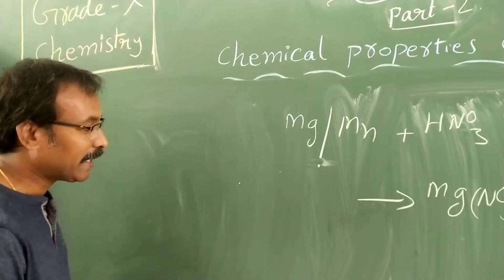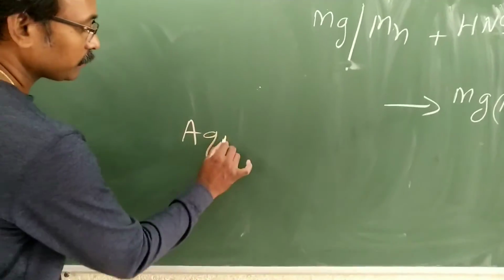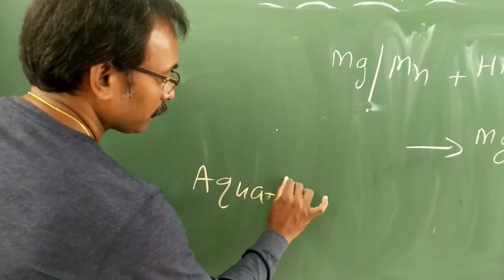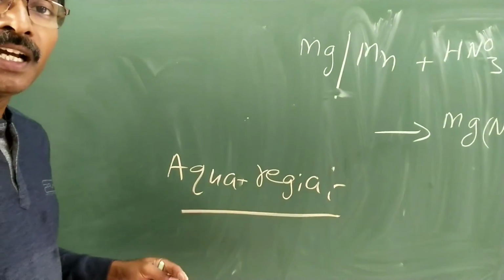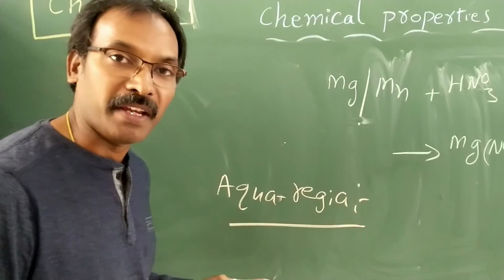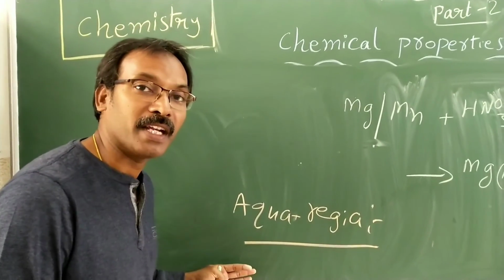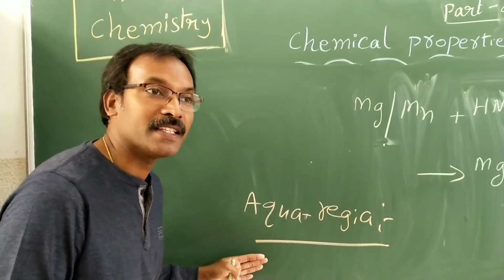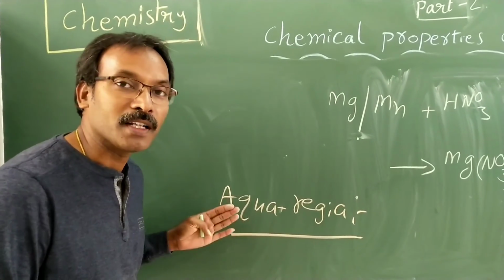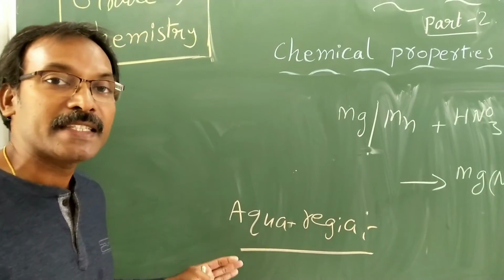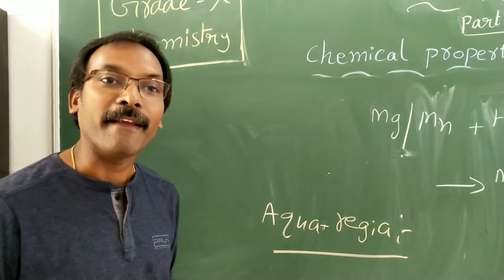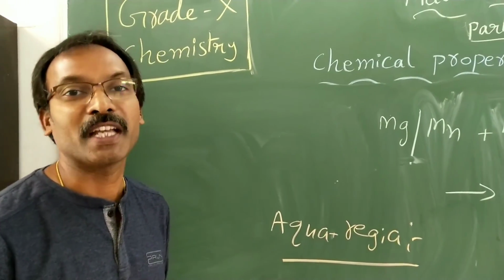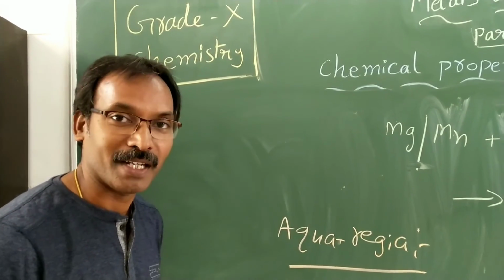Now let us understand aqua regia. Aqua regia is nothing but a very special liquid, we can say a holy liquid. It has a special characteristic property that it can dissolve anything, even gold and platinum can be dissolved. So how is it prepared?